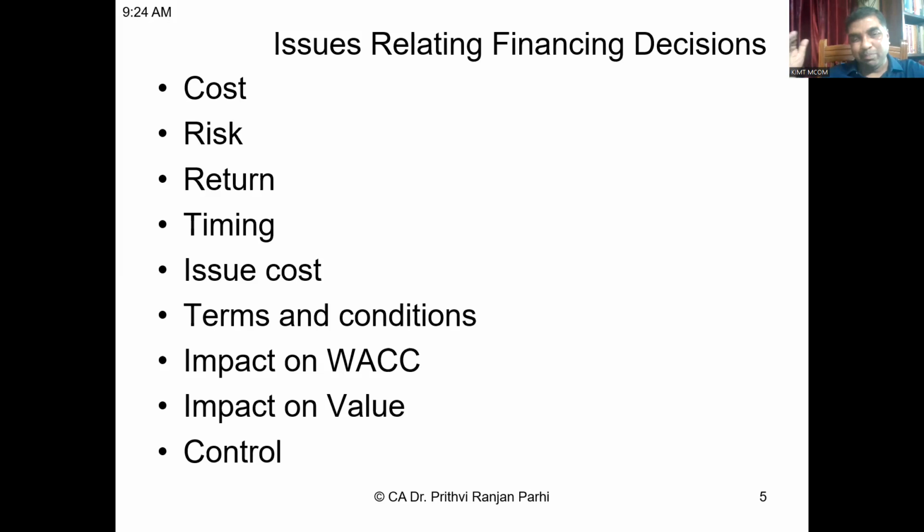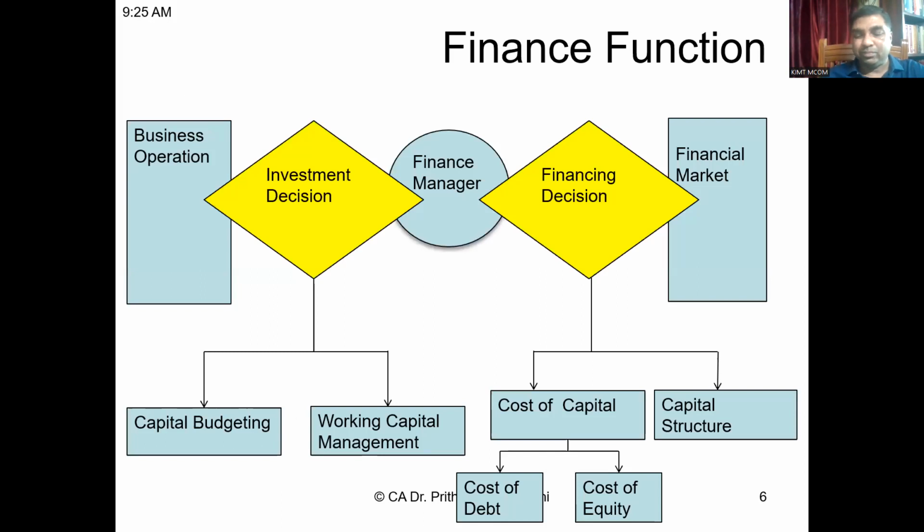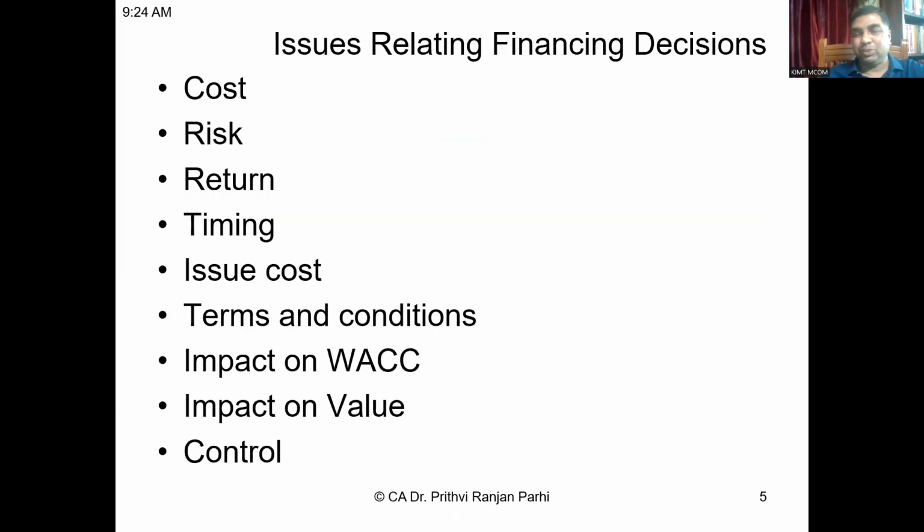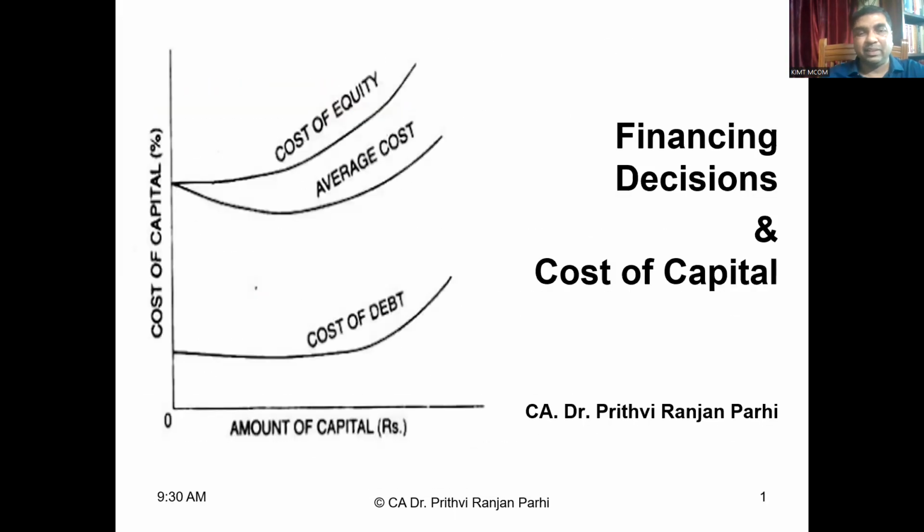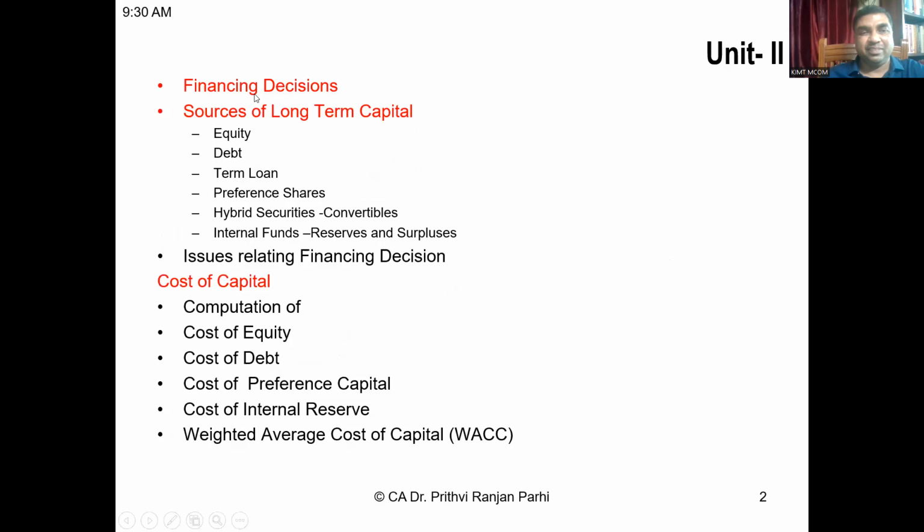As you know, terms and conditions are important. Impact of these financing decisions over weighted average cost of capital is also important. Impact on value of the firm is also important. And what are the controls? Whether control is getting diluted and to what extent it's getting diluted, that also should be considered. These are the issues relating to business finance. So with this, if you look at your syllabus now, once again, the first part after this is over. We had already discussed it today. I just wanted to recapitulate that.